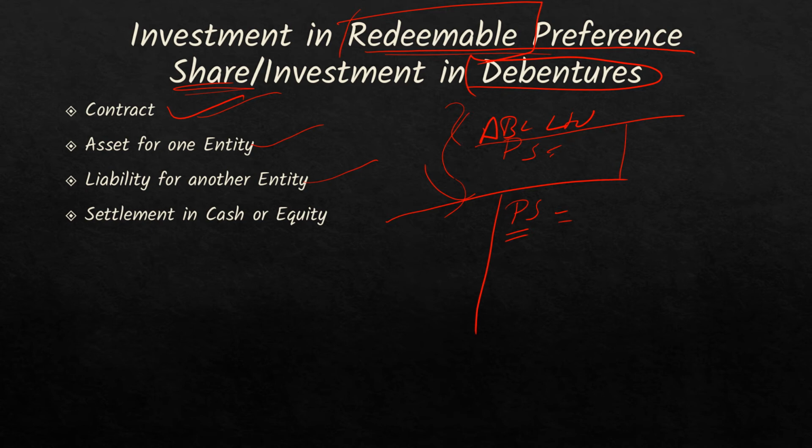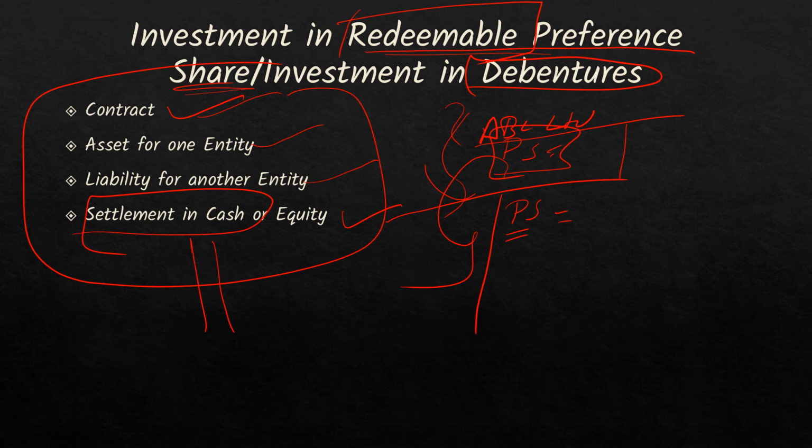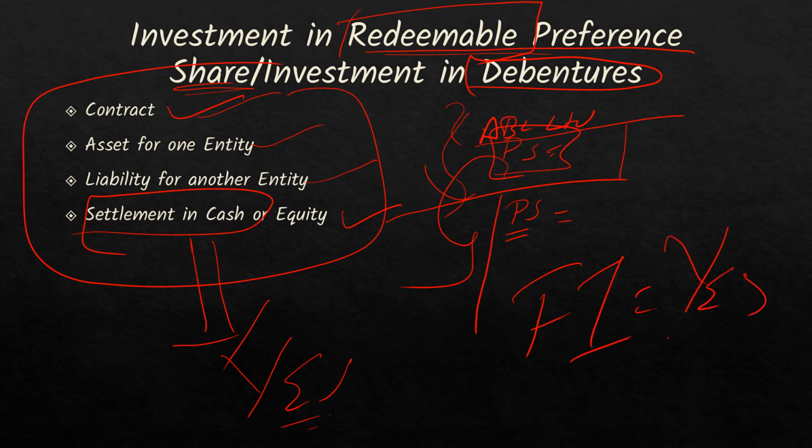Settlement, how it's getting settled, how this liability is going to settle. They will pay me the money. So settlement is in cash. So answer for all these are yes. So we can say this finance is also a financial instrument. So investment in redeemable preference share is also a financial instrument. And similarly, investment in debentures as well.